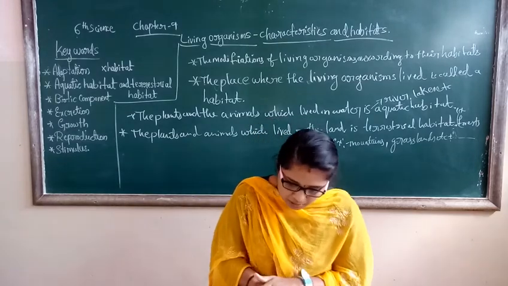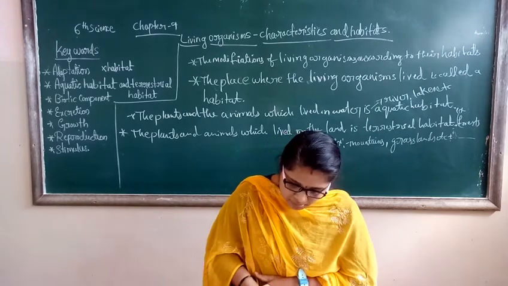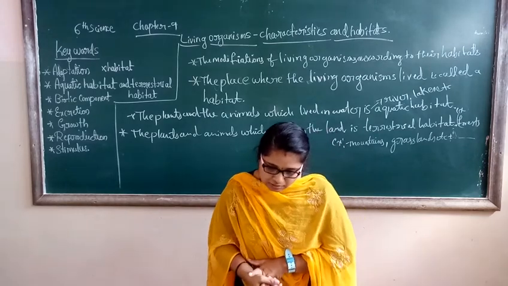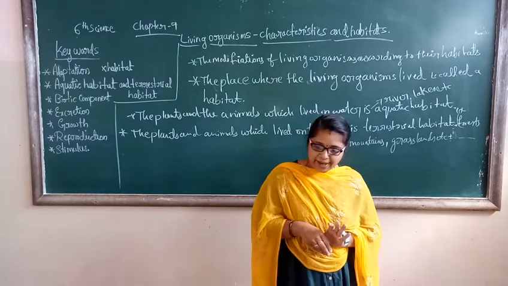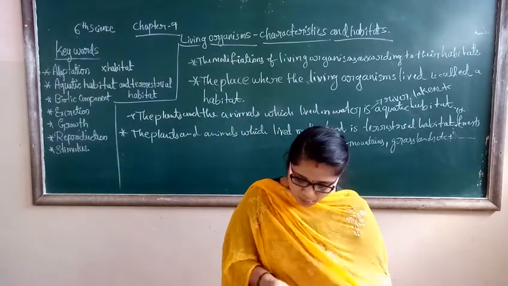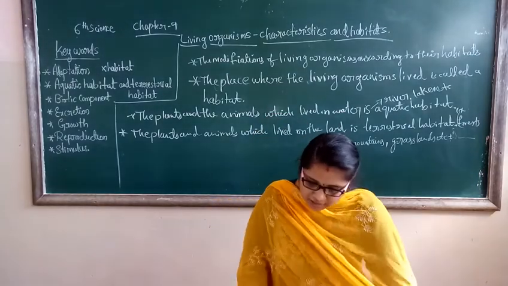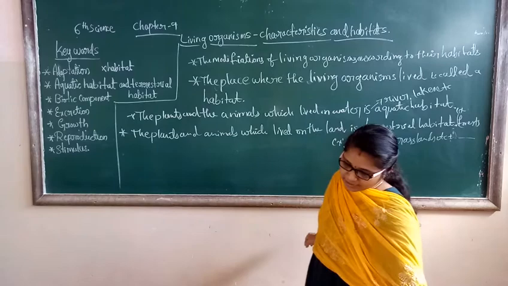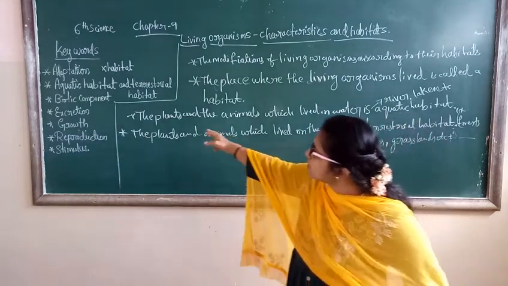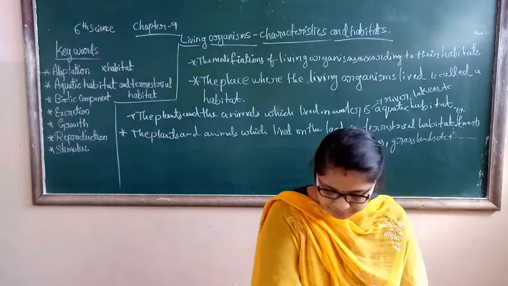Okay, the abiotic components and biotic components are nothing but the water, air. These are the abiotic components, and non-biotic components mean sunlight, heat, and all. Like we discussed, this excretion. See here.